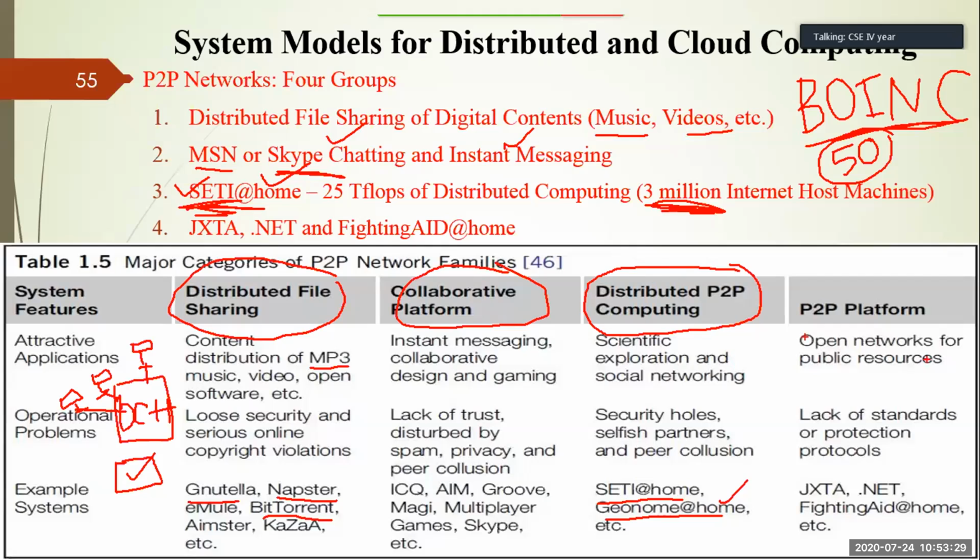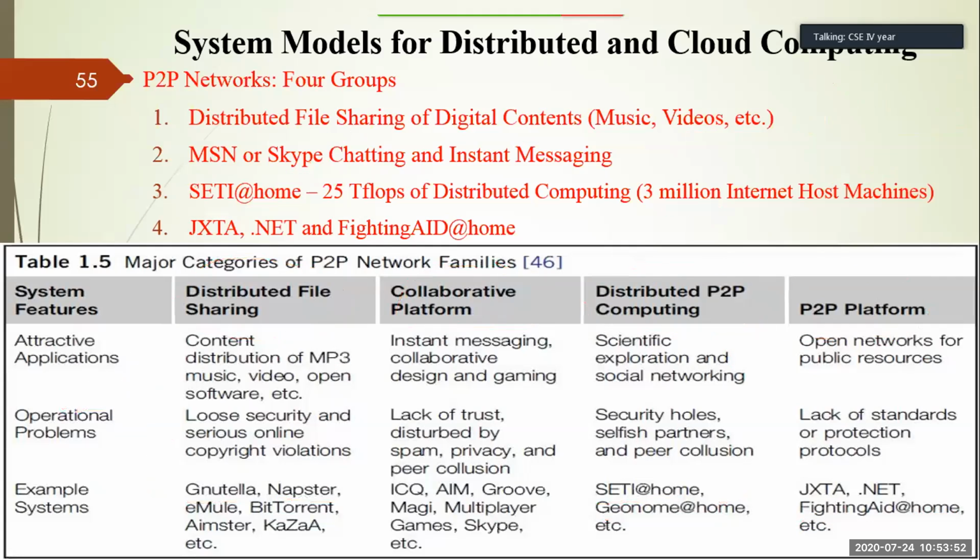Even if there is a P2P platform, there is another very important scientific application running on it, called Folding at Home, or JXTA or .NET. These are the P2P platforms which provide services using public resources. So these are the 4 groups available in the P2P network.